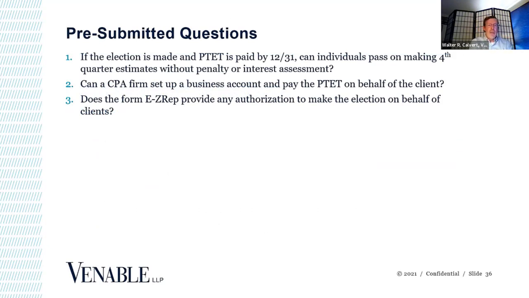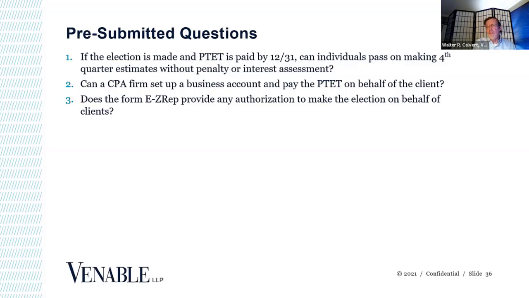A couple that came in previously: if the election is made and the tax is paid by 12/31, can individuals pass up on making their fourth quarter estimate? The simple answer is no. The New York estimated tax for 2021, strictly speaking for 2021, doesn't require the entity level tax to be paid until March. The state did not want to miss out on actually getting timely tax payments in, so it requires individuals to proceed with making their estimated tax payments, regardless of when the entity level tax goes.